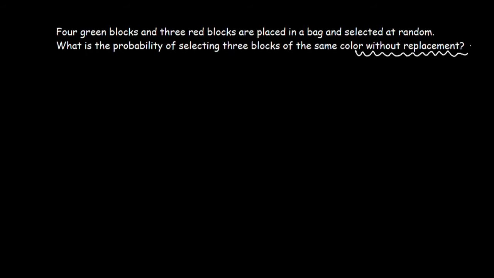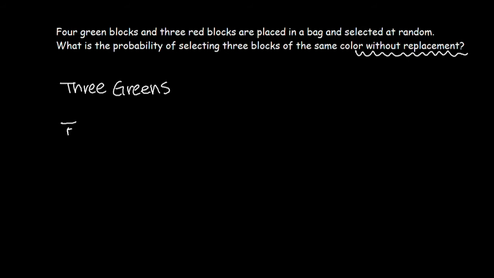So first you have 4 green blocks and 3 red blocks, and you're going to be choosing 3 blocks from this bag of the same color without replacement. So in this case, we have to set up 2 different cases. The first case is going to be with the green block. So the probability of pulling out 3 greens. Well, you have 7 blocks, so you're going to start with 7.